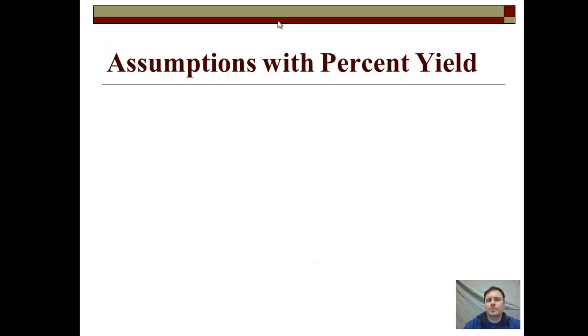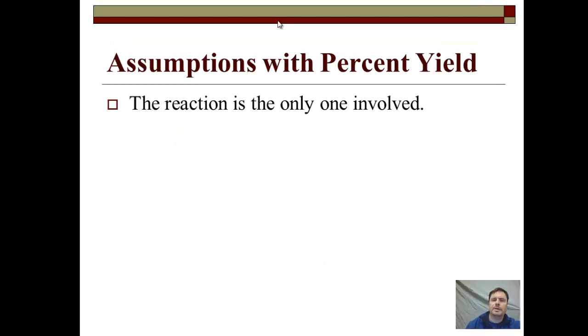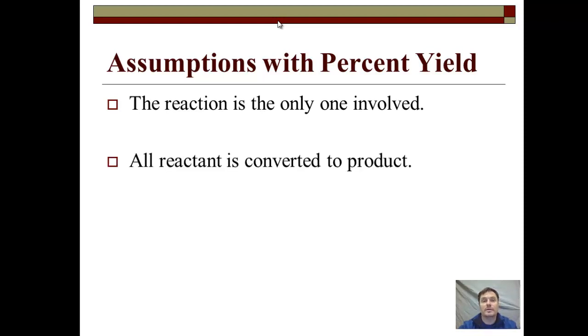Okay, to do percent yield, we have to have some basic assumptions. First of all, we're only looking at one reaction. There's no other side reactions that spin off that may reduce our product. There's only one reaction that's involved, so we ignore any other reactions that may be going on. Secondly, all the reactant that we start with is going to be converted into a product. There's none of the reactants left over. There's no extra.